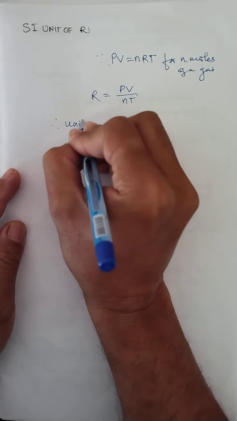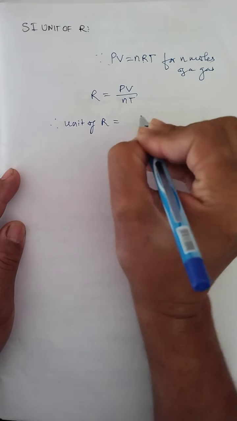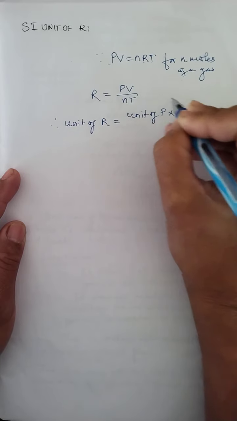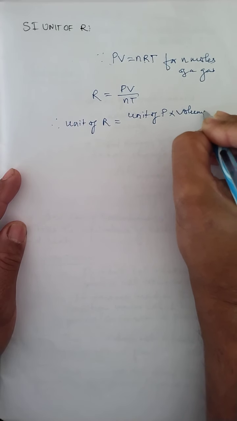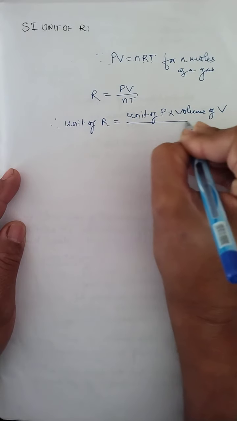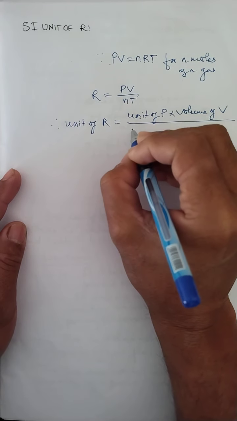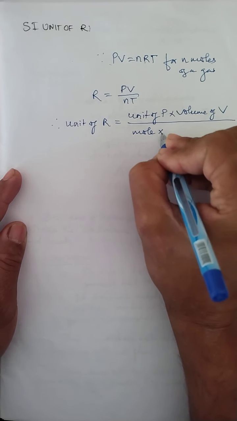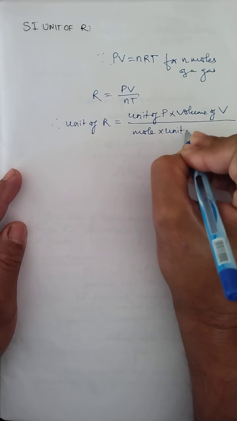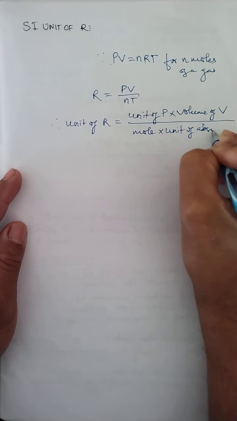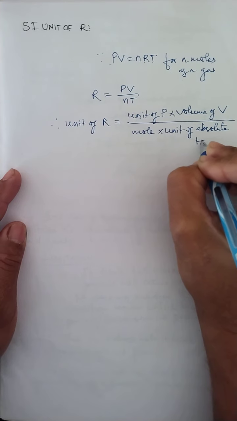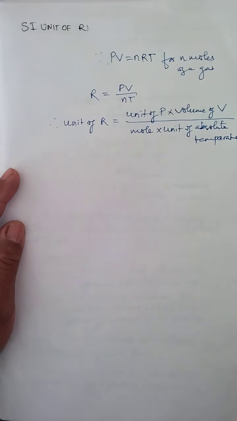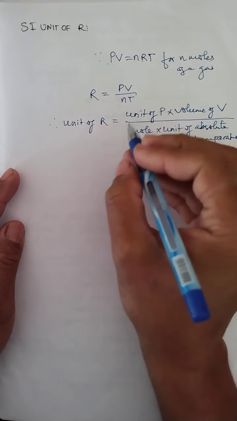Now I write the unit of R. The unit of R means nothing but the unit of pressure, P, into the unit of volume, V, divided by n, which means the mole, into the unit of absolute temperature.